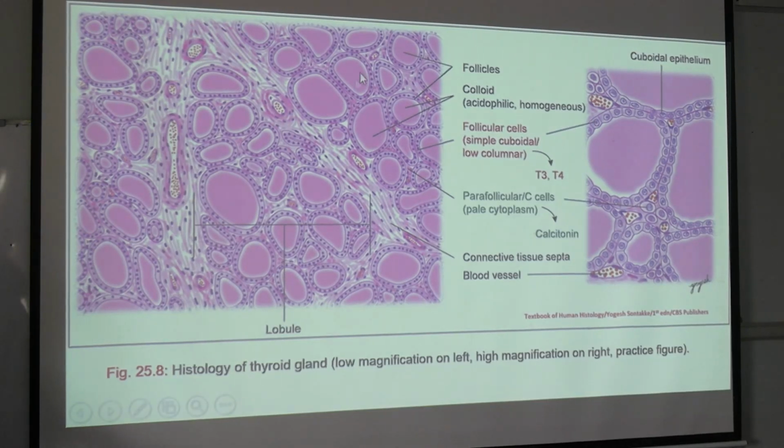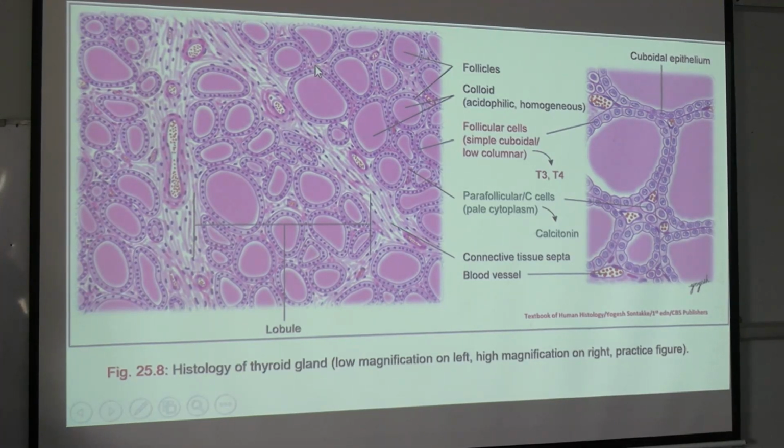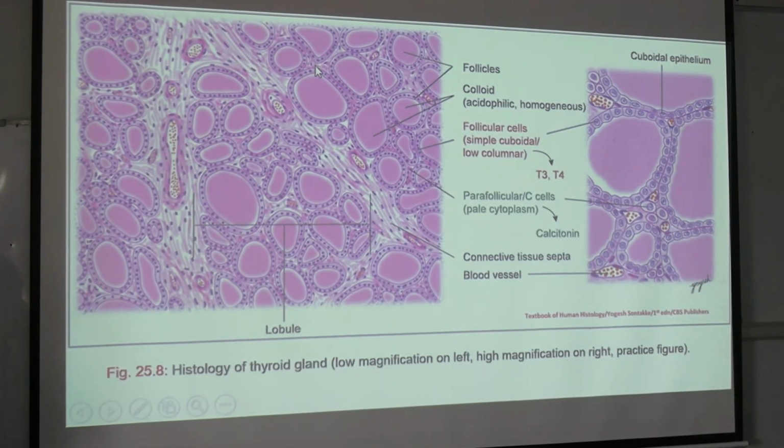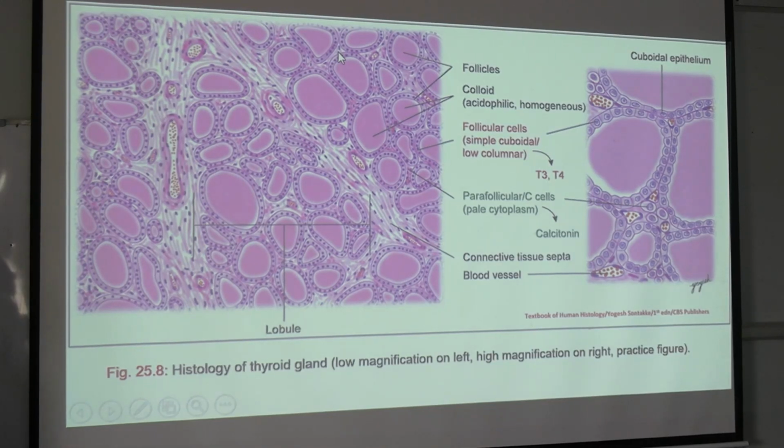The thyroid gland produces hormones we call thyroid hormones, T3 and T4. In between the follicles we have another kind of cell, the parafollicular cells, which produce a hormone known as calcitonin. So between the follicles we find cells we call parafollicular cells or parafollicular C cells.